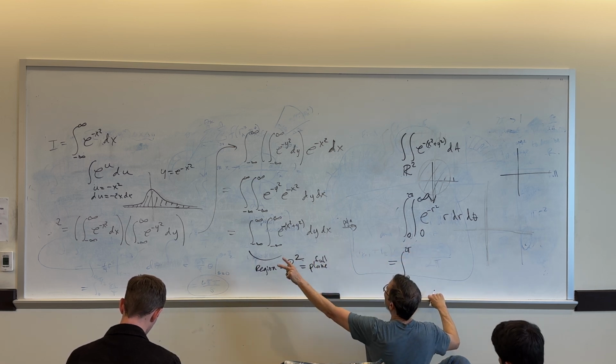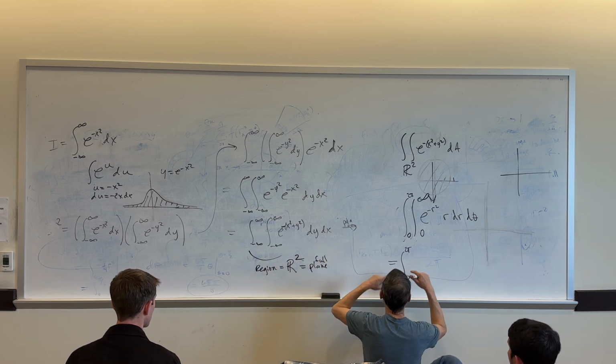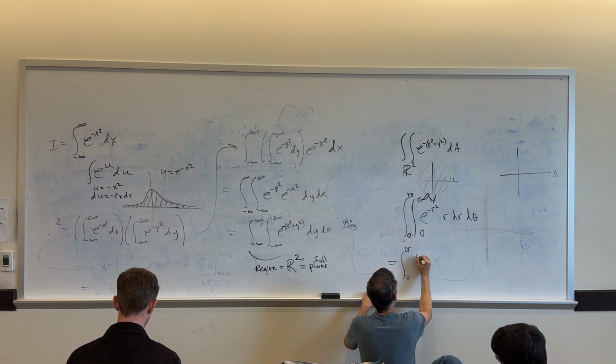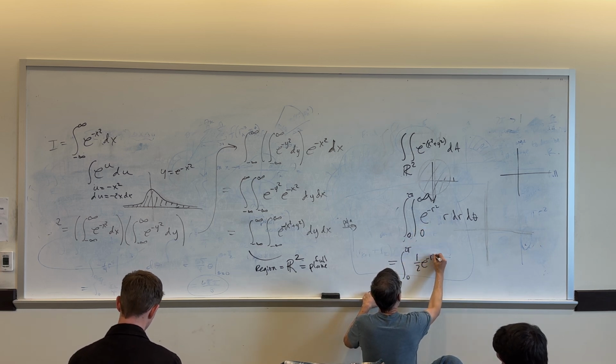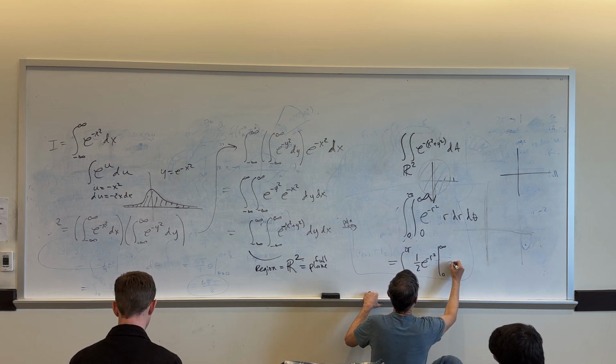And remember, this is the square of the thing we're looking for, but it's okay. We'll just take the square root of it when we get it. And then this stuff inside here is just 1/2 e to the negative r squared. And I'm going to cheat and write 0 to infinity, even though it's kind of a limit.